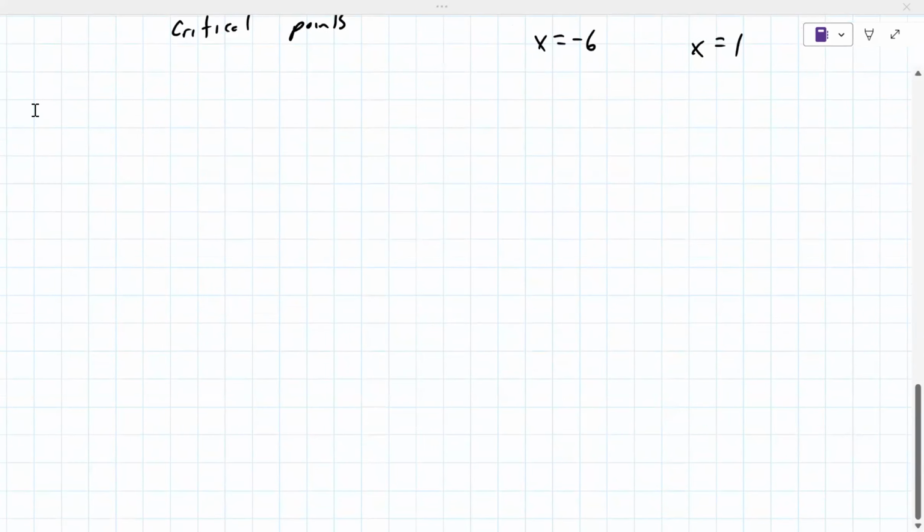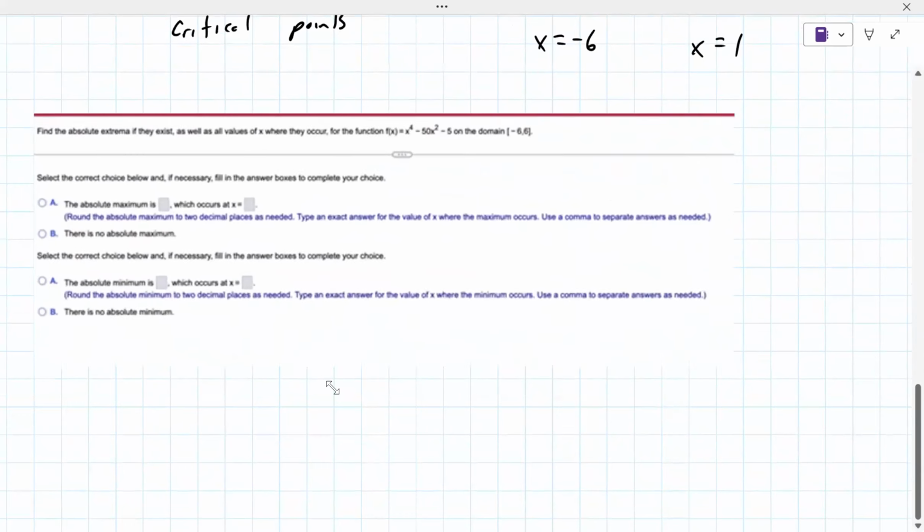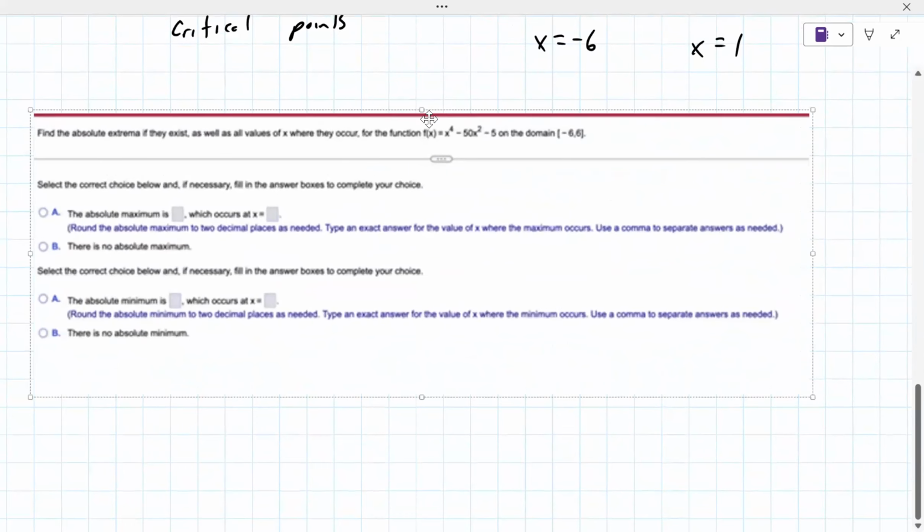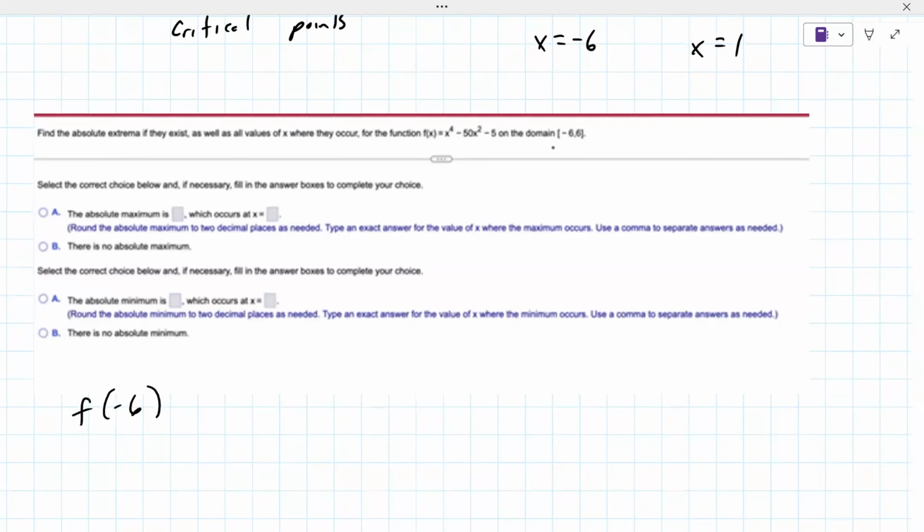Okay, so rinse and repeat here. We're going to do the same thing. They give you another function. They give you another interval. You've got to find f of -6 and f of 6. So back to the calculator.